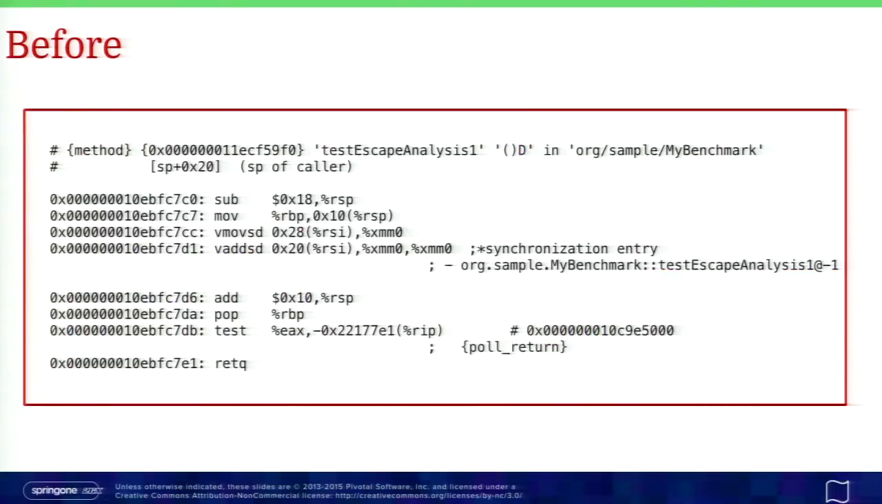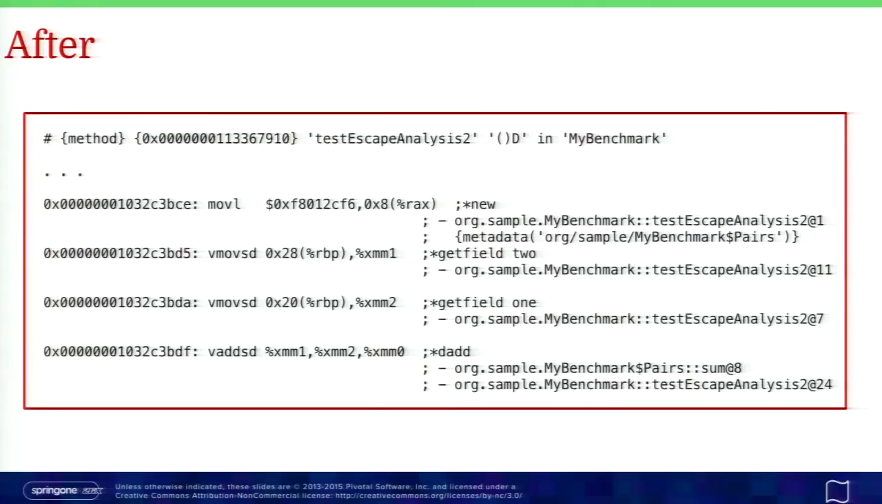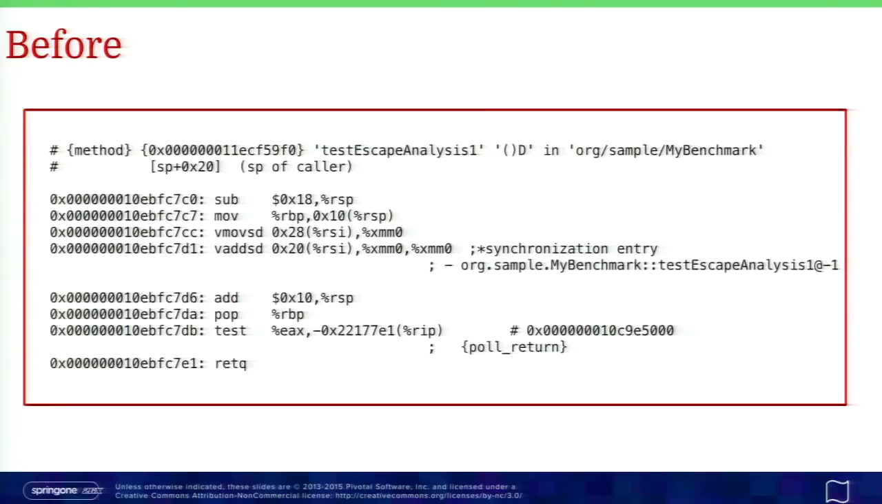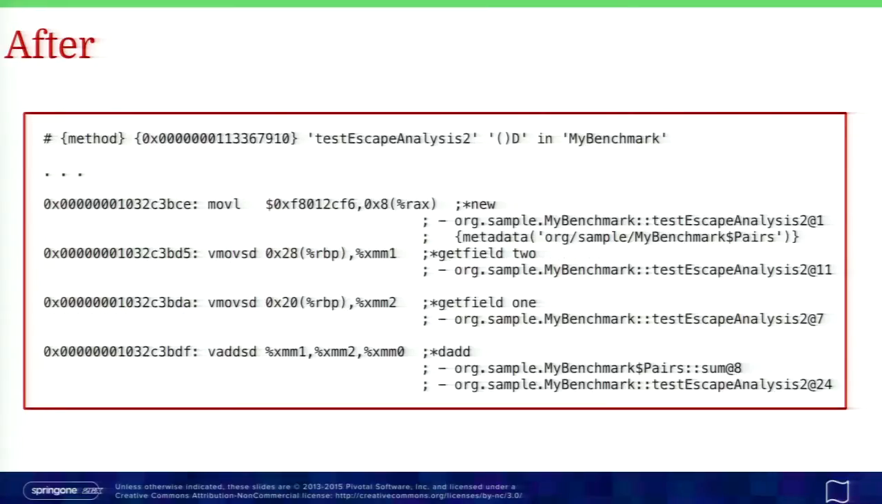We can also look at the bytecode. Here's the before. Here you're seeing the add there. And here after, you see the new, so you're creating the pairs object. And then the before, that's not there.